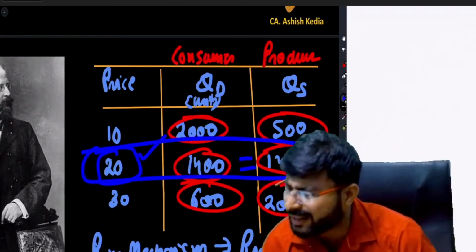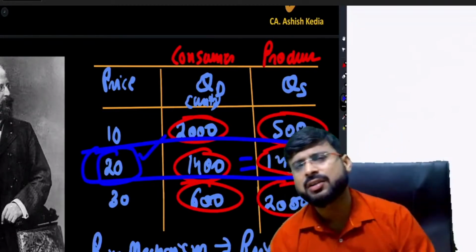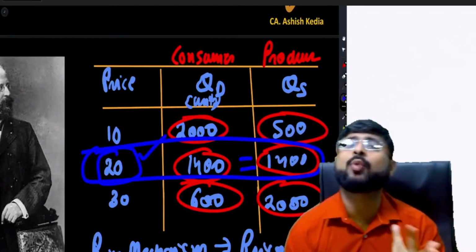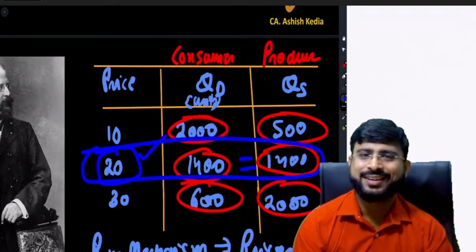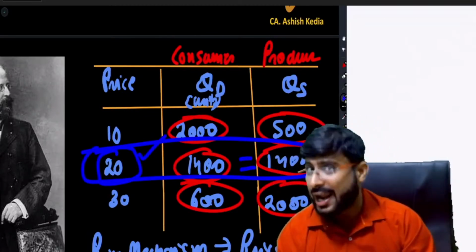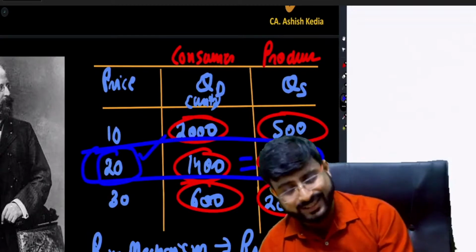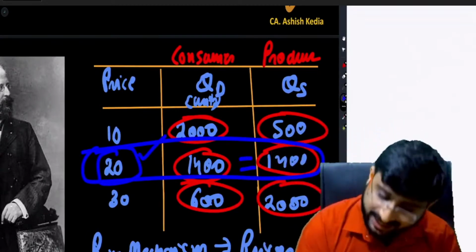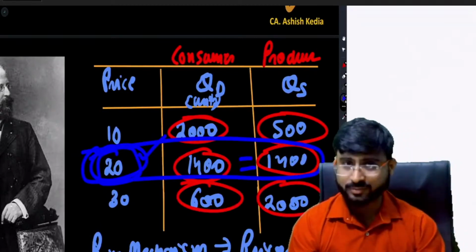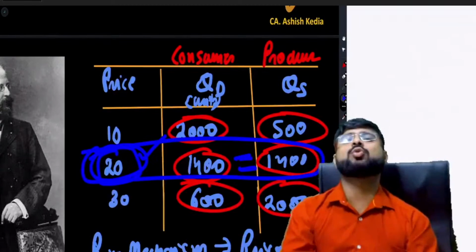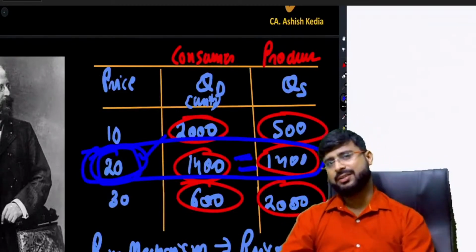Sir, is there any practical example? Yes, share market. In the share market, you see, every second prices are rising and falling. Why? Now you all understand. Yes, sir. The demand and supply is interchanging at that point. I mean, the purchase and sale of shares is taking place at the price at which the quantity demanded is equal to the quantity supplied.